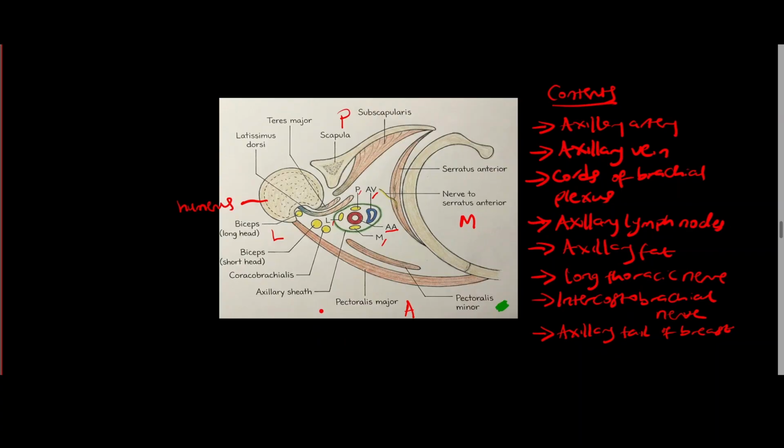Now let's talk about the clinical implications of the axilla. We have axillary abscess. Infection may lead to pus accumulation in the axilla. When draining an abscess, the incision is made through the floor of the axilla, midway between the anterior and posterior axillary folds, closer to the medial wall of the axilla, and this is to avoid injury to the axillary vessels and the brachial plexus.